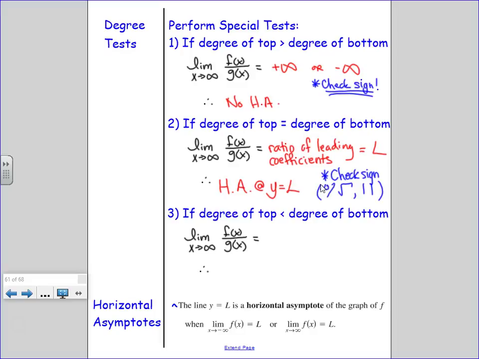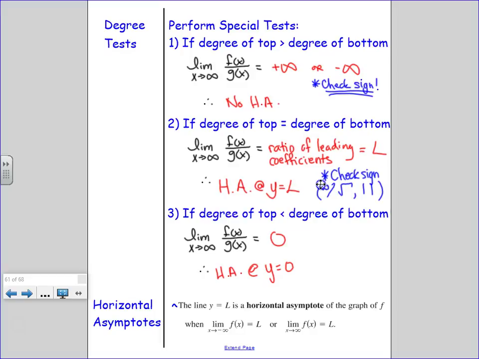Now the nice thing is number 3 is the easiest one, hopefully, if you remember it. What happens if the bottom wins? He's going to hold him down and he's going to bring him to 0. So there's going to be a horizontal asymptote at y equals 0. And we don't need to check the sign because positive 0 or negative 0 is the same thing. It's still just 0. Now I'm going to go ahead and scroll down so you guys can see the horizontal asymptote.